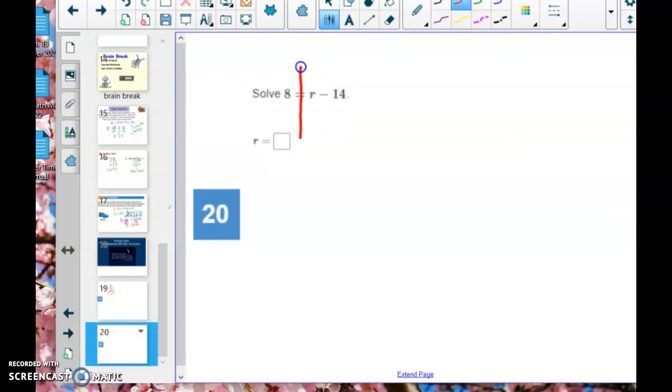Next one, again, draw my dividing line. It says r minus 14, so I'd have to add 14 to both sides. 8 plus 14 would, of course, give me 22, equaling r, and I can put that in online for r.